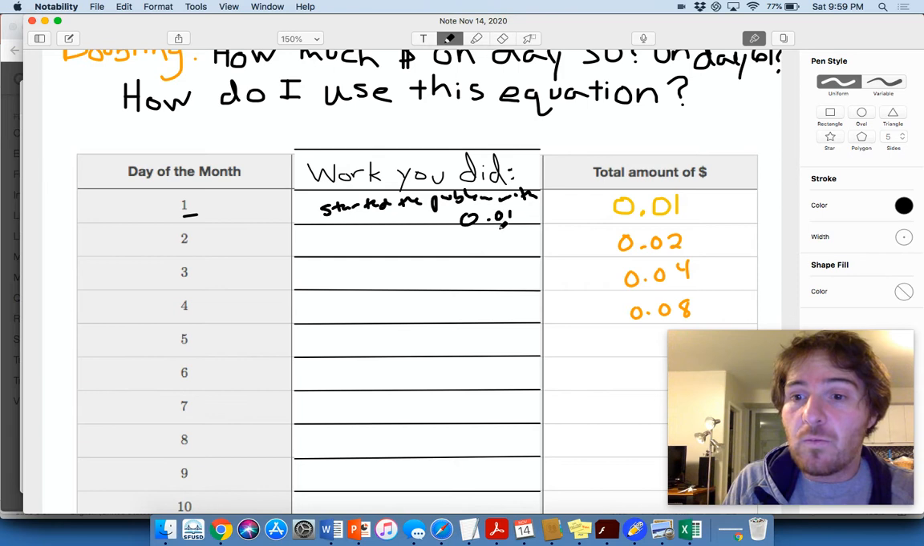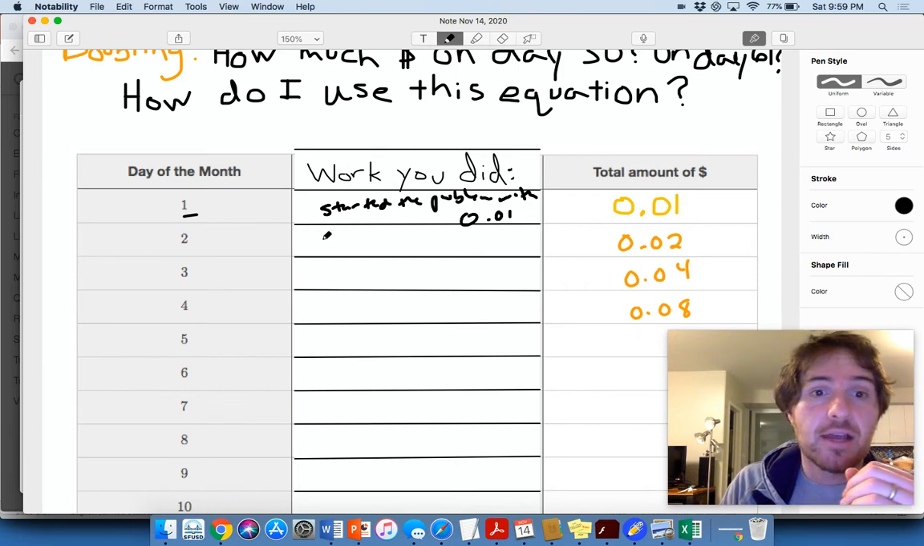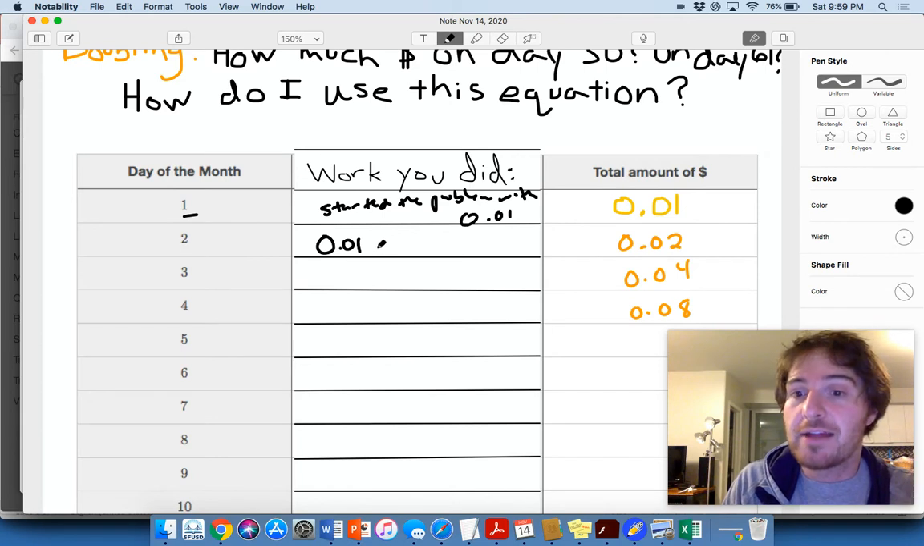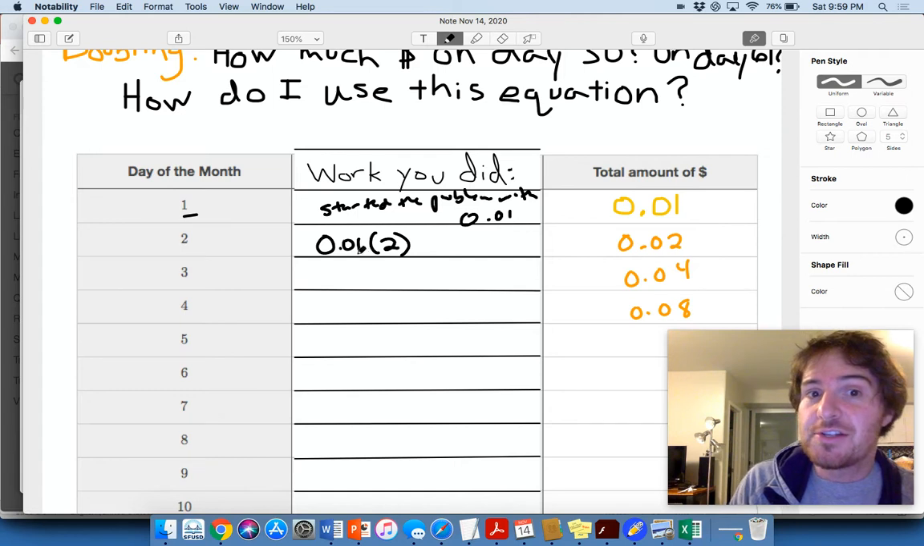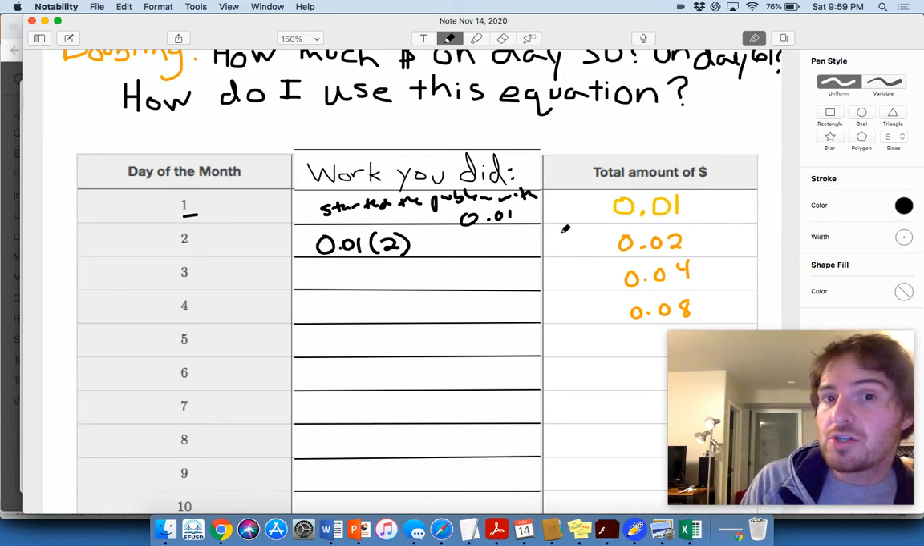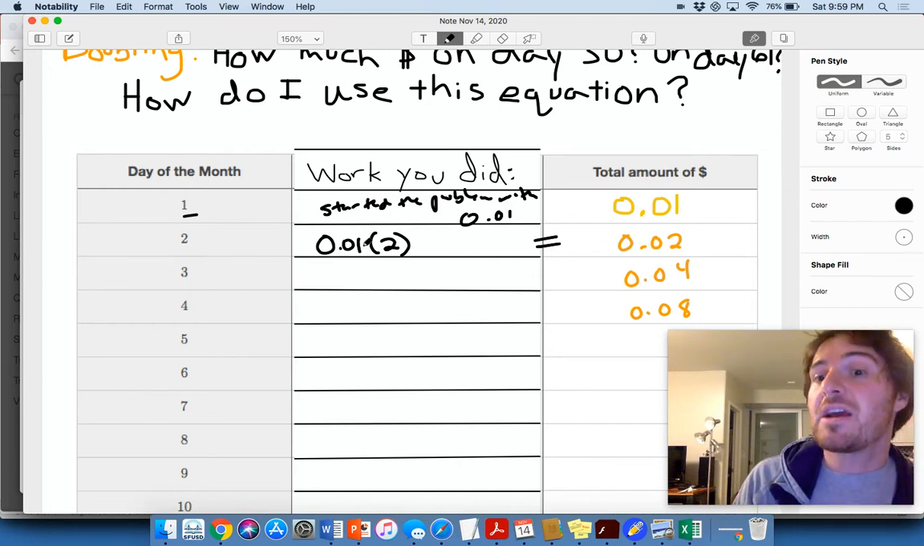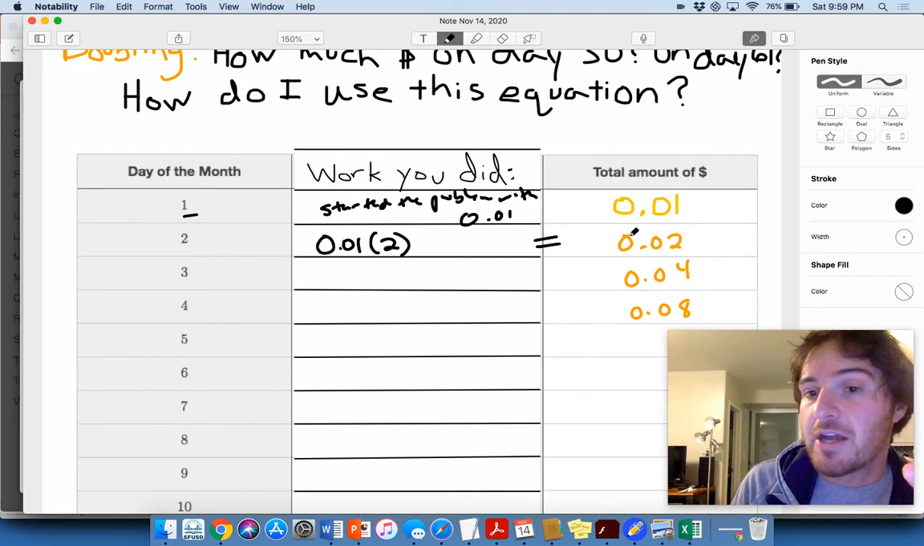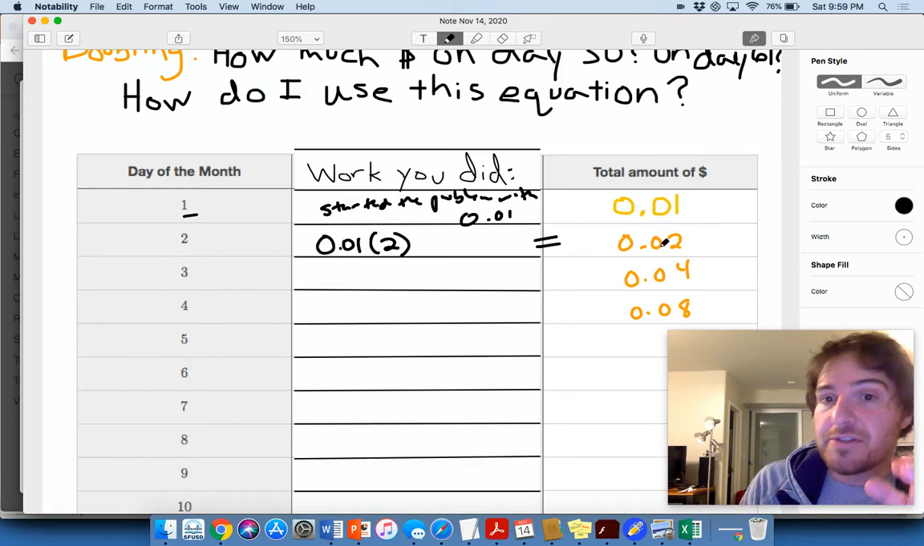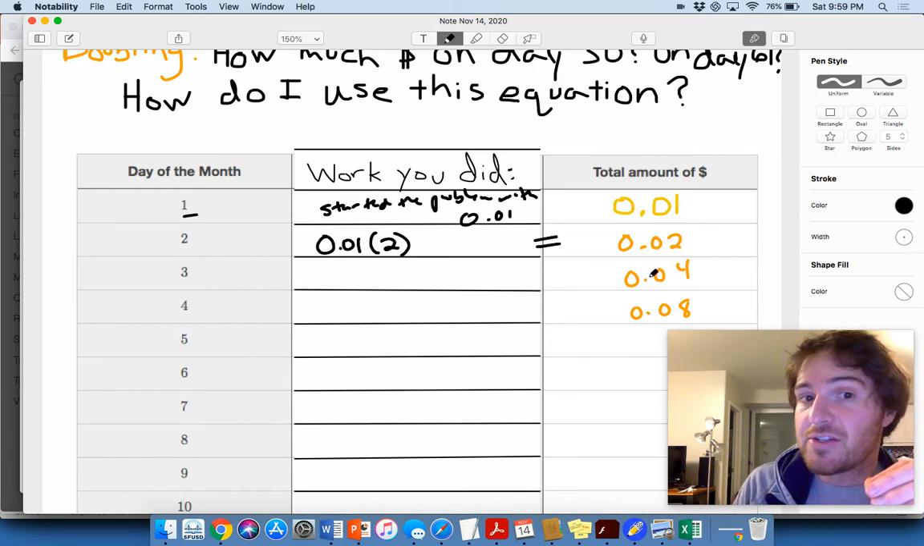And then what did you do to get 2 cents? Where did you get 2 cents? Well, I did 0.01, as I'm guessing you did. And then what did you do to that to get 2 cents? Well, you multiplied it by 2. 0.01 times 2 equals 0.02, because this 0.01 multiplied by 2 is just going to become 0.02. We're good to go. And then what did you do to get 0.04? Well, you took 0.02 and you multiplied it by 2 to get to 0.04.